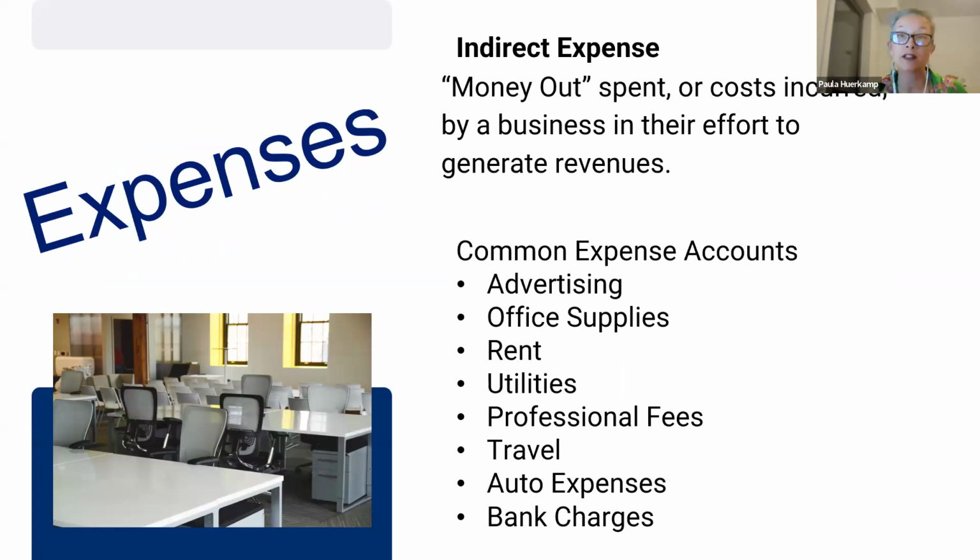And then you have your indirect expenses, and that is the money out for things that aren't directly tied to your income. So your advertising, your rent, office supplies, your utilities, your insurance, professional fees for accountants or bookkeepers, travel that you may make, your car and auto expenses, bank charges if you get late fees or have to pay interest on items, all of that would be an indirect expense.